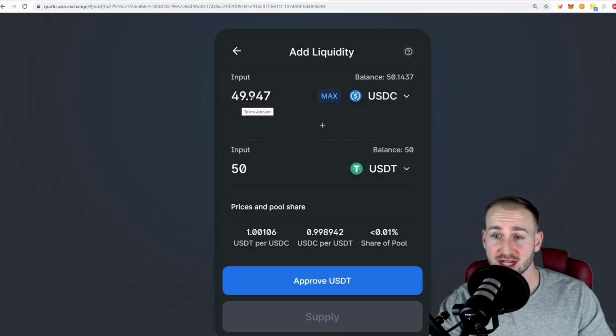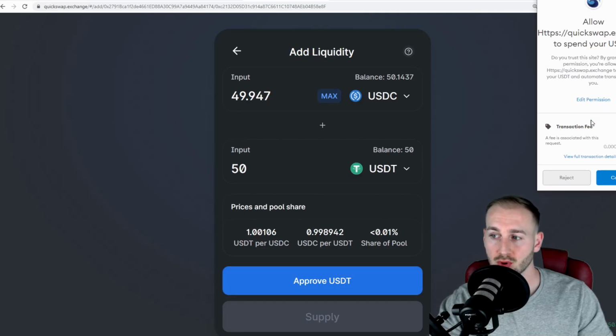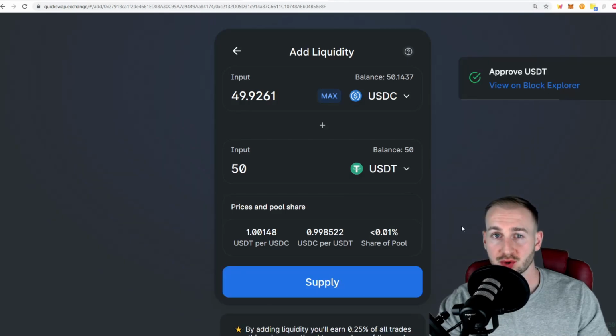So roughly $49.95 worth of USDC is equivalent to $50 of USDT. If you haven't approved these tokens beforehand, you'll have to click the approve button just so you can use them. And this incurs a small fee in Matic. So now that one is confirmed, I can press supply.